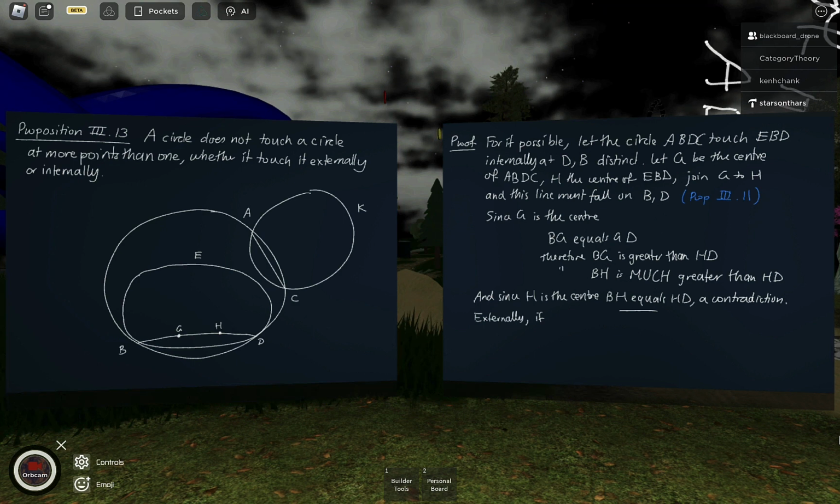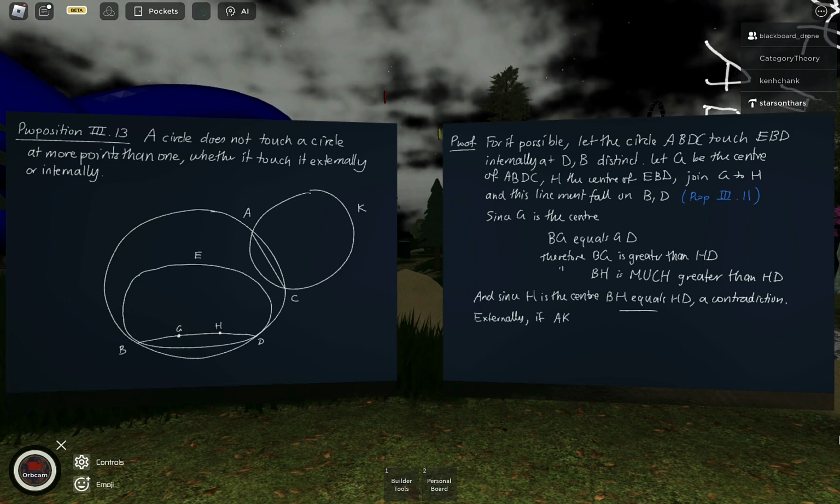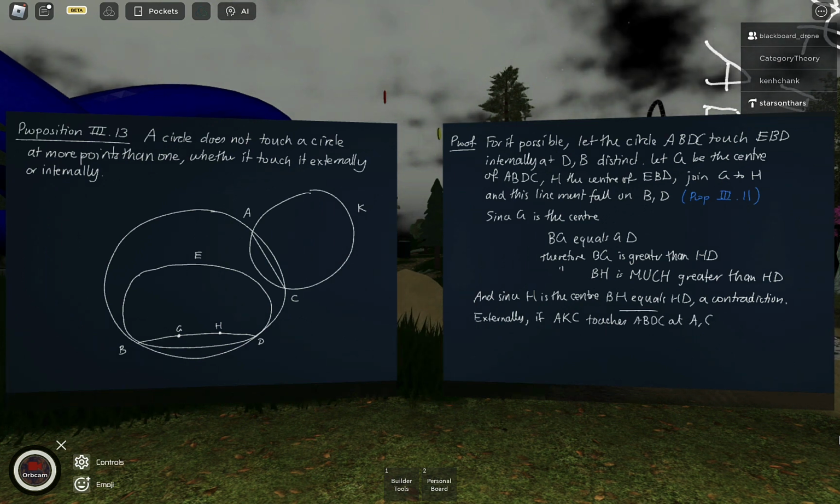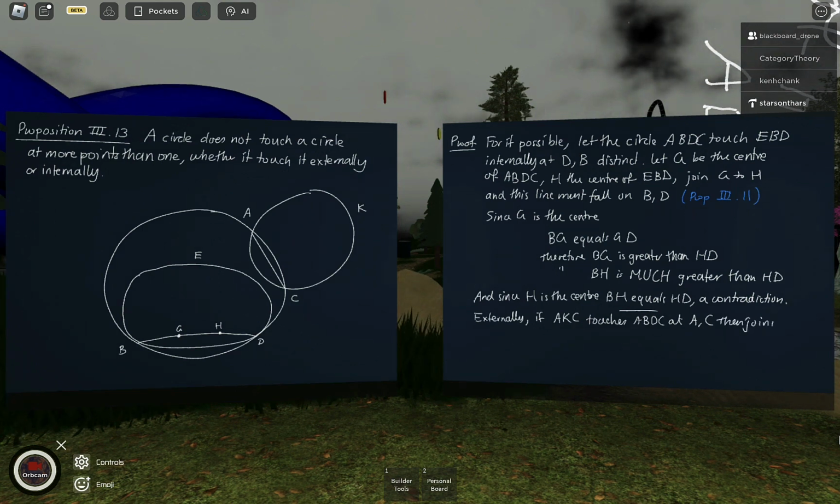So if AKC touches ABDC at distinct points A and C, then joining AC, this line lies inside both circles.